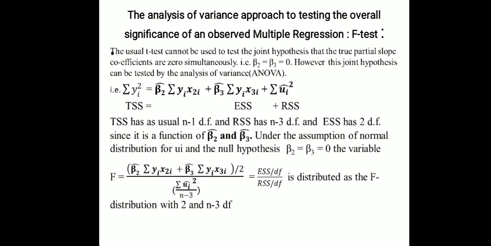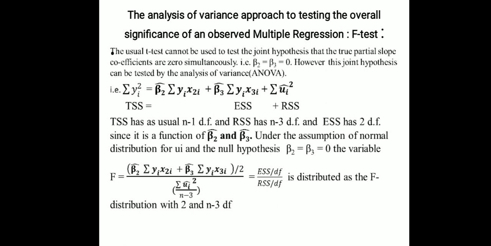Under the assumption of normal distributions, the null hypothesis is beta 2 equal to beta 3 equal to 0. If there are k factors, the null hypothesis is beta 2 equal to beta 3 equal to beta 4, and so on up to beta k, equal to 0. Here we are considering only two independent factors and one dependent factor, totally 3 factors.